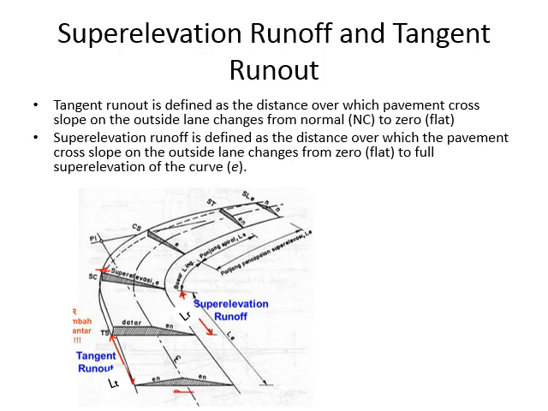So this should be the start of your circular curve, and this transition should happen from here to here. The transition should happen on the tangent or on the spiral curve. This part, in which the slope is changed from normal to zero, is called tangent runout, because it happens on the tangent. Then the second part, in which the zero slope is converted to full super elevation, we call super elevation runoff, and this happens on the spiral curve.